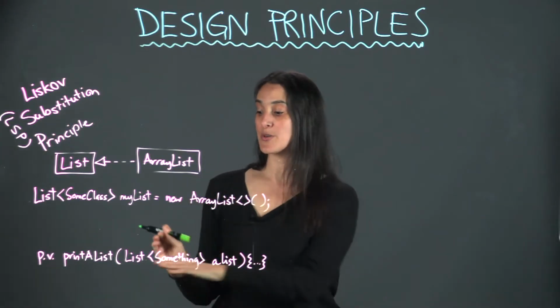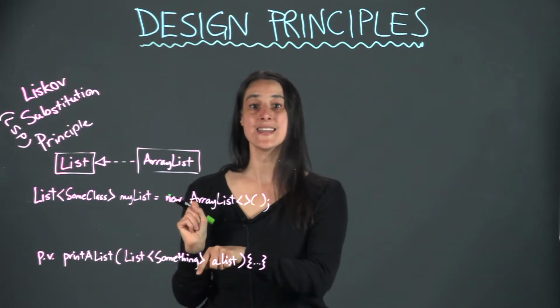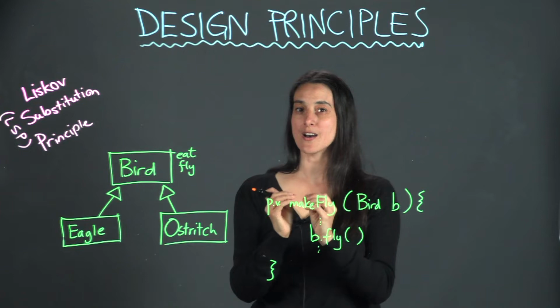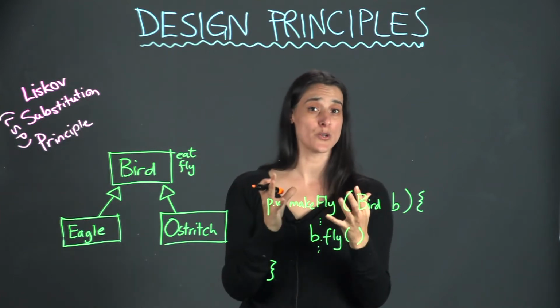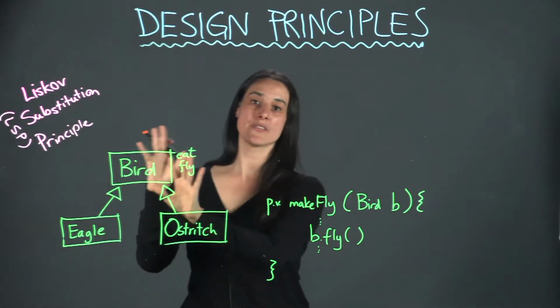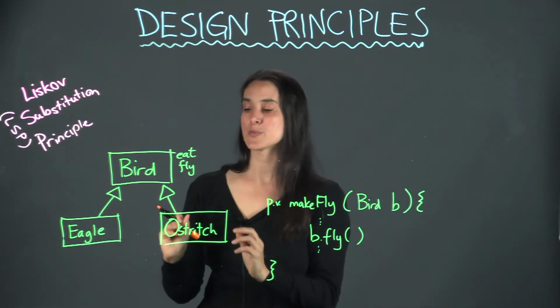It also means that we can declare a parameter to be of a type and then pass in any instance of one of its subtypes. The Liskov substitution principle turns on not whether you can substitute one type for another, but whether you should. So let's think about this arrangement of classes. This is one of the classic examples when talking about this principle.